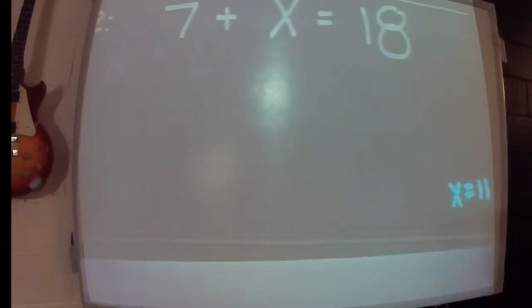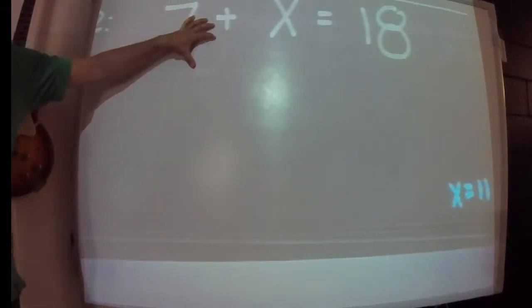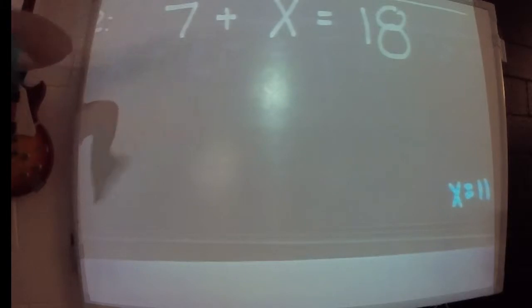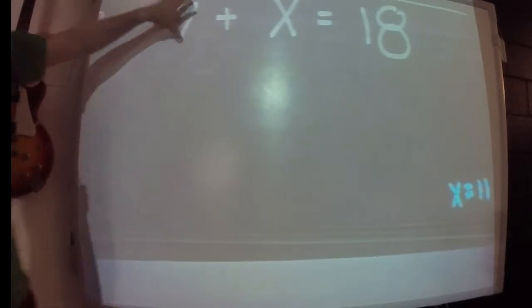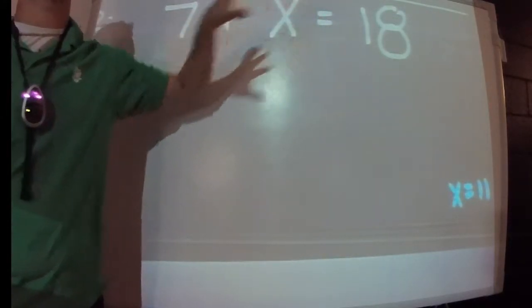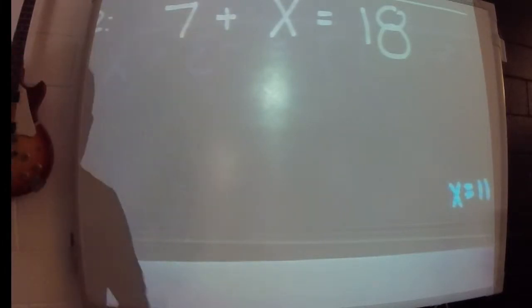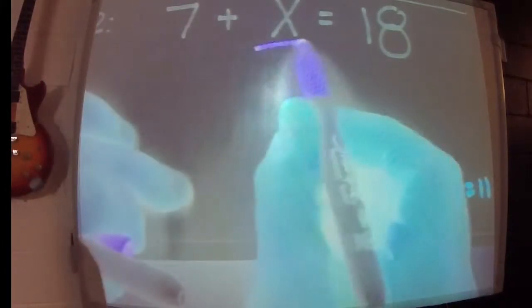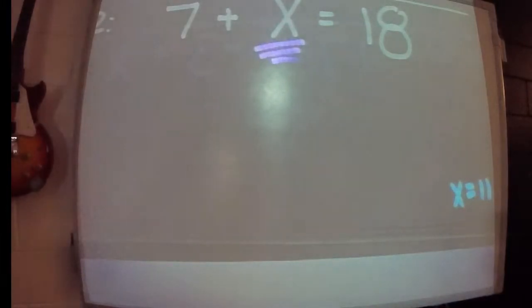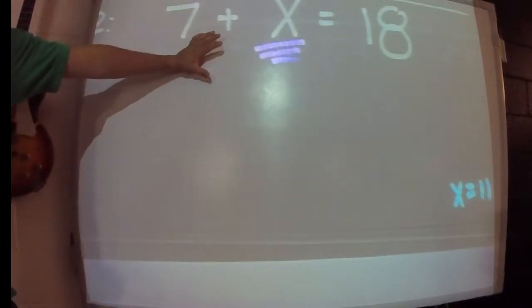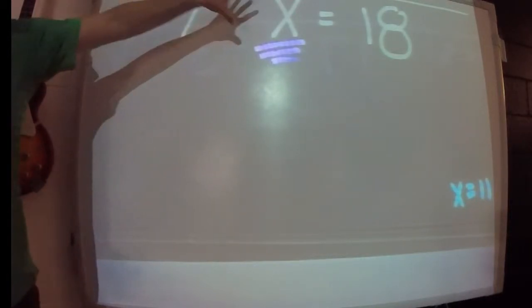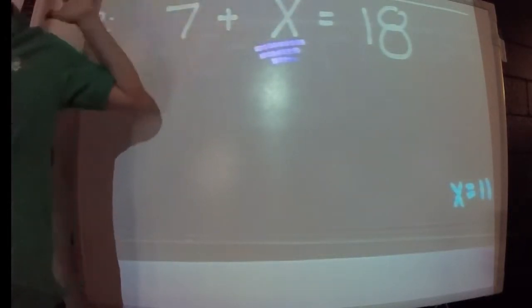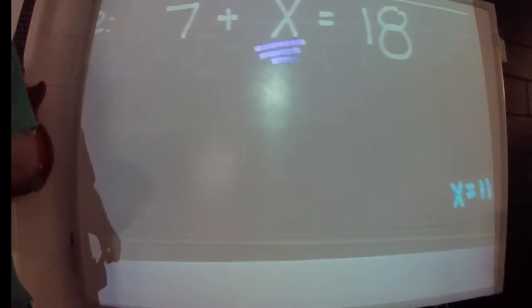Now here's how we're going to solve it though. Because as these things get more and more complicated, we want to learn these simple little steps to solve equations. You've got 7 plus X equals 18. Underline the X really quick. That's the X. When you're doing an equation, your goal is really to isolate the variable. Isolate the X. You know what the word isolate means? Get it by itself.